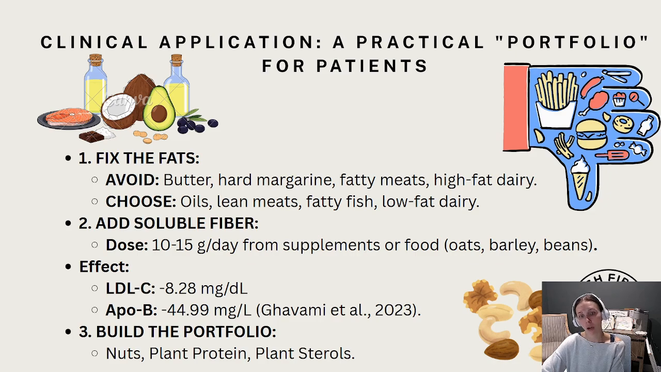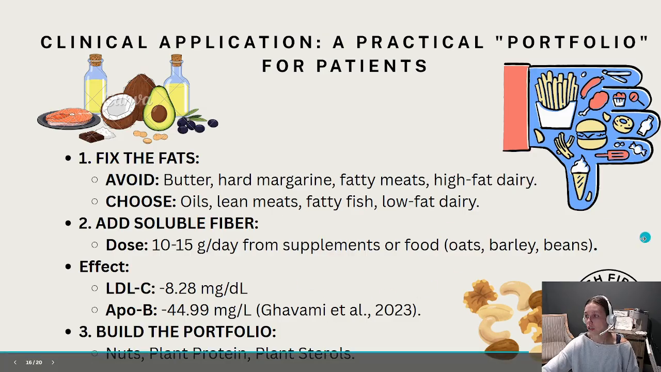First, we must help them fix the fats, making the switch from saturated to unsaturated sources. We can also amplify this effect by including soluble fiber. A major meta-analysis confirmed that a dose of 10 to 15 grams of soluble fiber per day, which can be achieved with a supplement or just from food, significantly lowers both LDL and the more important ApoB. Combining the soluble fiber with the unsaturated fats creates a very powerful portfolio approach.